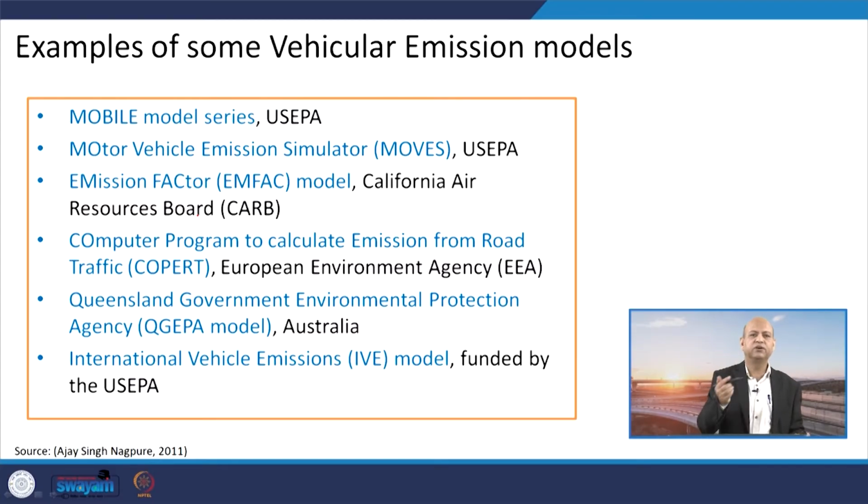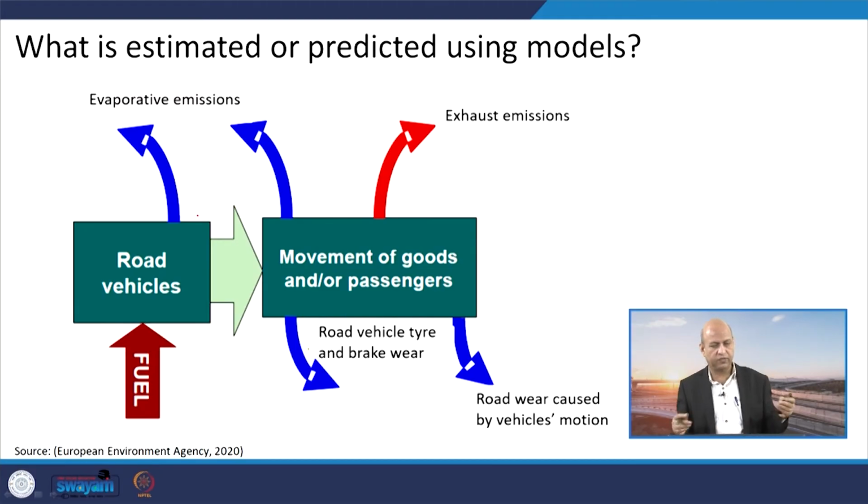In Australia, one is the Queensland Government Environmental Protection Agency model, the QG EPA model. Another model was developed by the US EPA, the International Vehicle Emissions IVE model, which was particularly developed for developing countries, taking into consideration what kind of data may be available. This IVE model has been implemented in Pune city in India also. These are the important models available at present; there are other models also.